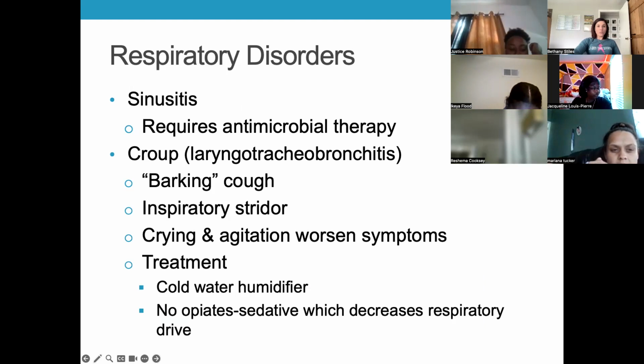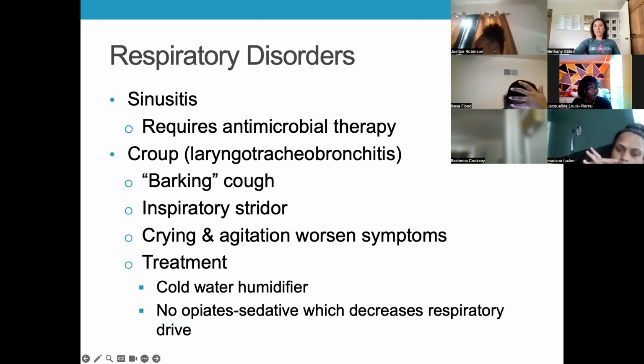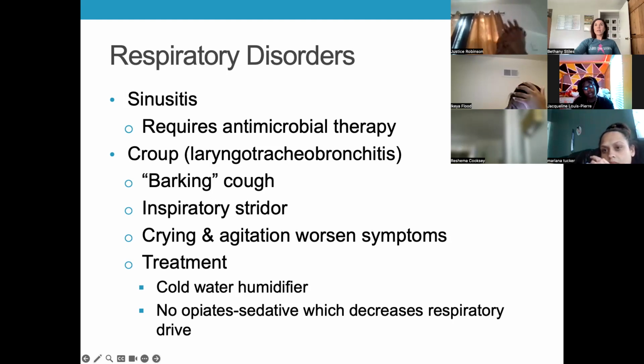And then another really common condition is croup. The fancy word for it is laryngotracheobronchitis. And that's that barking cough that you hear in our kids. They're going to sometimes have inspiratory stridor, and anytime they cry or get agitated, that barking cough is going to worsen. So they're going to have more inflammation in their airway and have more trouble breathing the more worked up they get.